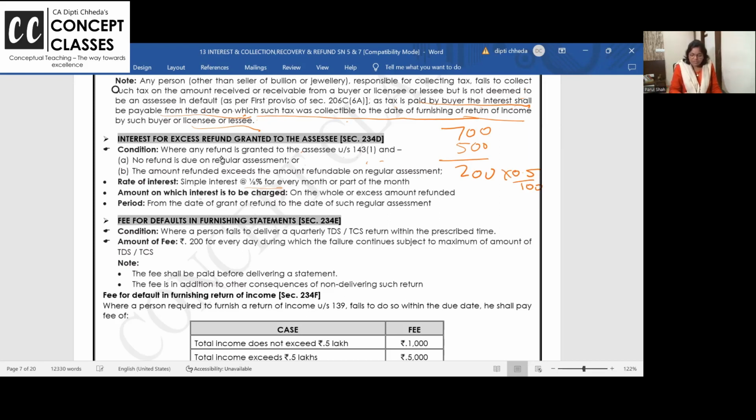Interest is to be charged on the whole or excess amount refunded, from the date of grant of refund to the date of such regular assessment. Clear?